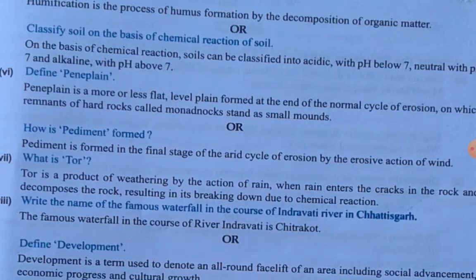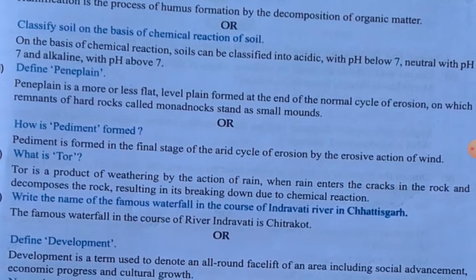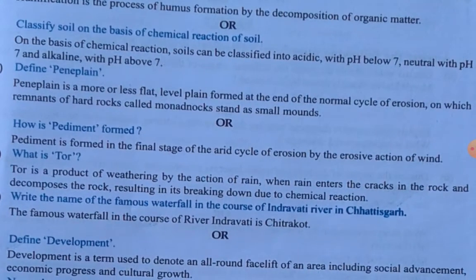Define peneplain. Peneplain is more or less a flat level plain formed at the end of the normal cycle of erosion on which remnants of the hard rocks called monadnock stand as small mounds. Or how is Piedmont formed? Piedmont is formed in the final stage of the arid cycle of erosion by the erosive action of wind.